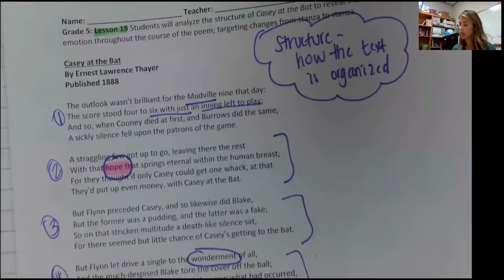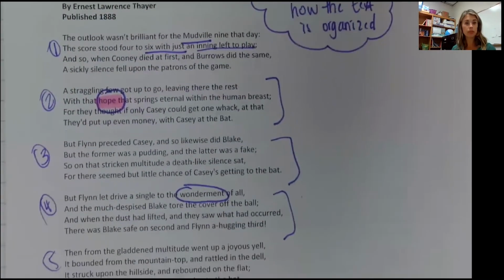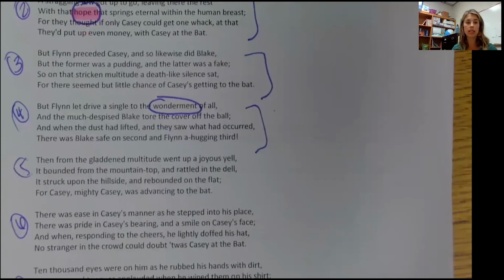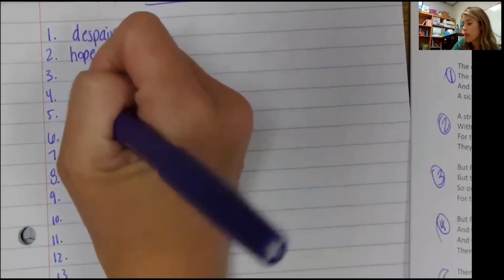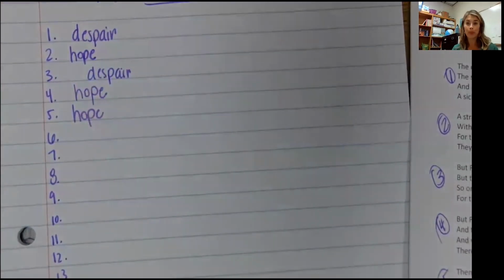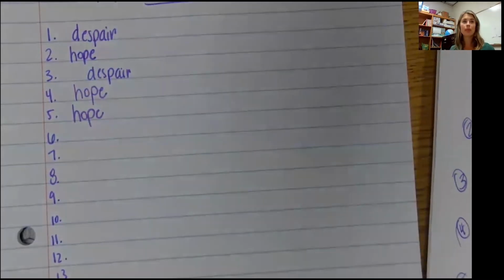I'm moving on to stanza 5. Just charting our thoughts. Then from the gladdened multitude went up a joyous yell. It bounded from the mountaintop and rattled in the dell. It struck upon the hillside and rebounded on the flat, for Casey, mighty Casey, was advancing to the bat. What do you think here, hope or despair? I think you're right. Hope. Let's write it down. What words tell us that they're hopeful? Gladdened, joyous. Very good. Moving on.